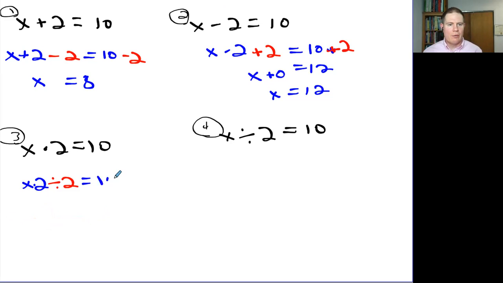So if I divide this half by 2, I have to divide the other, not half, but this expression by 2. So this gives me x times the multiplicative identity as opposed to the additive identity. And x times 1 is just x. 10 divided by 2 is 5. So there's my solution there.